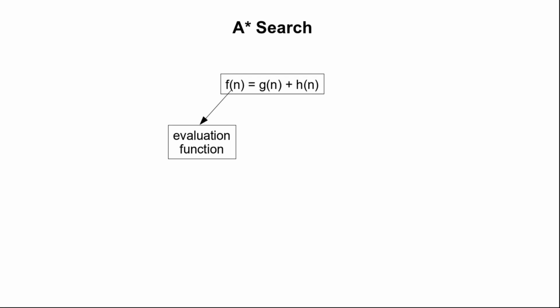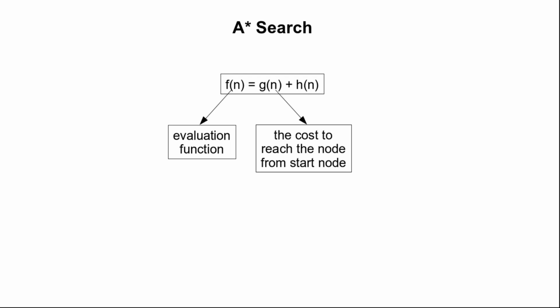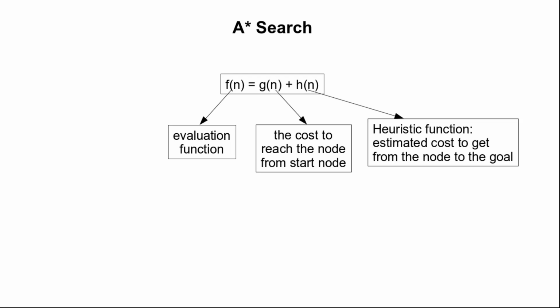Now in today's class, we are talking about A star search, and for A star search, the evaluation function f(n) is given as the sum of the g value and the h value of a node. So f(n) is equal to g(n) plus h(n), where n is our node under consideration. So what we mean by g(n) is the cost of the node n from the start node. And what we mean by h(n) is the estimated cost to get from node n to the goal node.